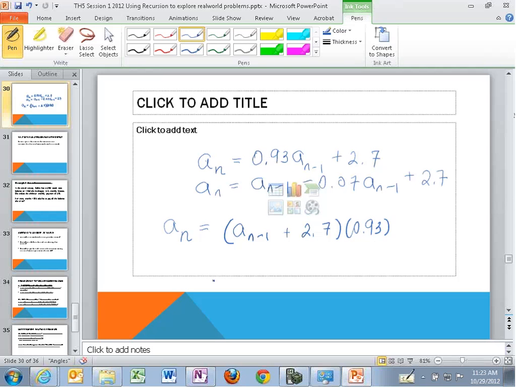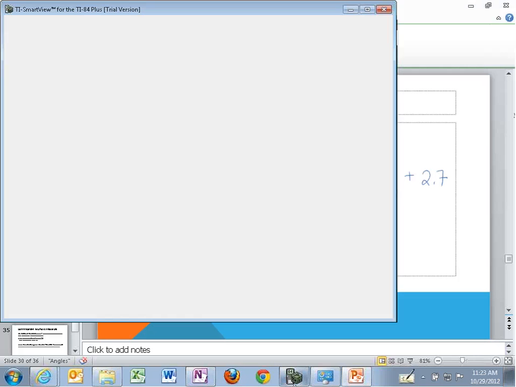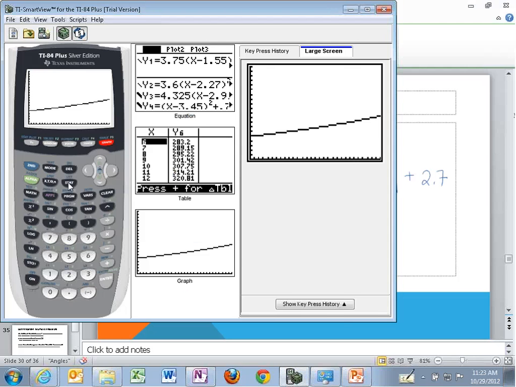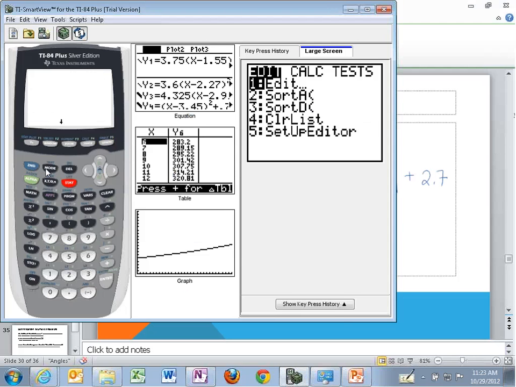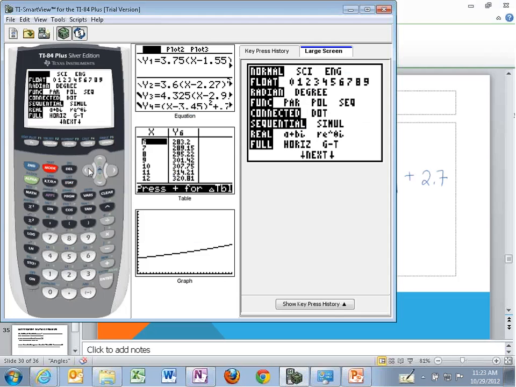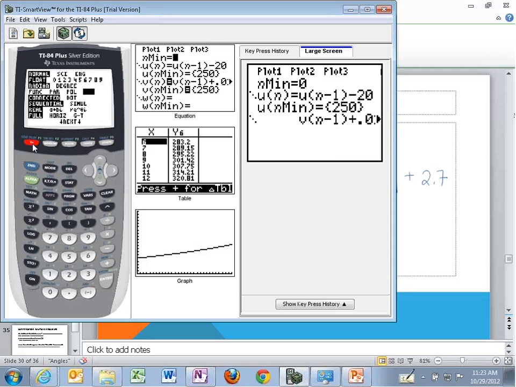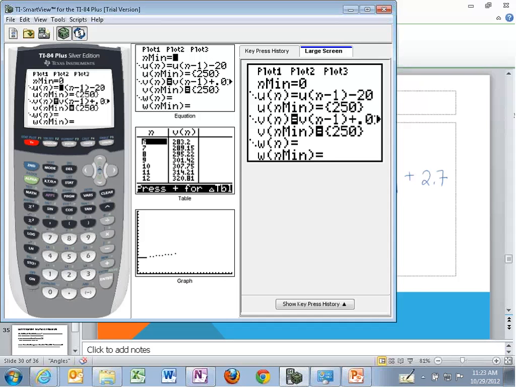So let's go back to the calculator. Are there any questions about either one of these representations? Again, I started out with function notation, but then we moved over to subscript notation. So let's go to the calculator and type this in. We're going to go to mode. I have to switch back to recursive mode, which is sequence mode, and hit enter. Hit Y equals. I'm going to go ahead and clear out this one so I can use the first one, and then clear out this one.